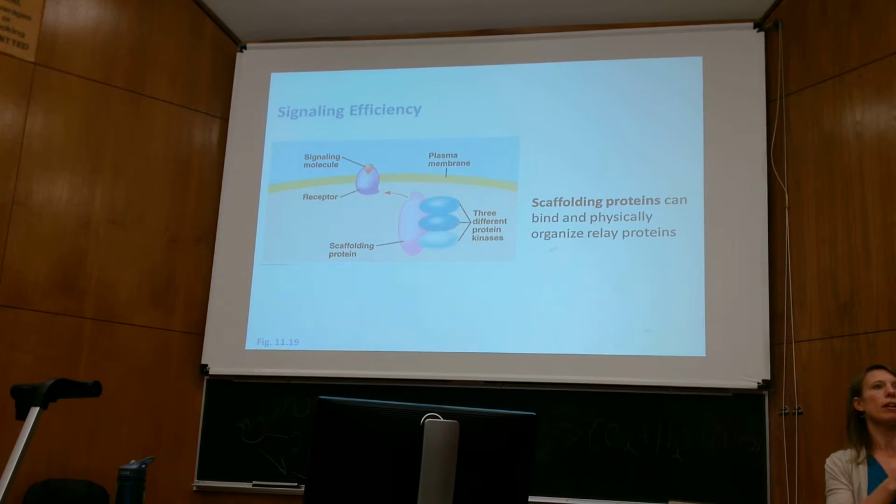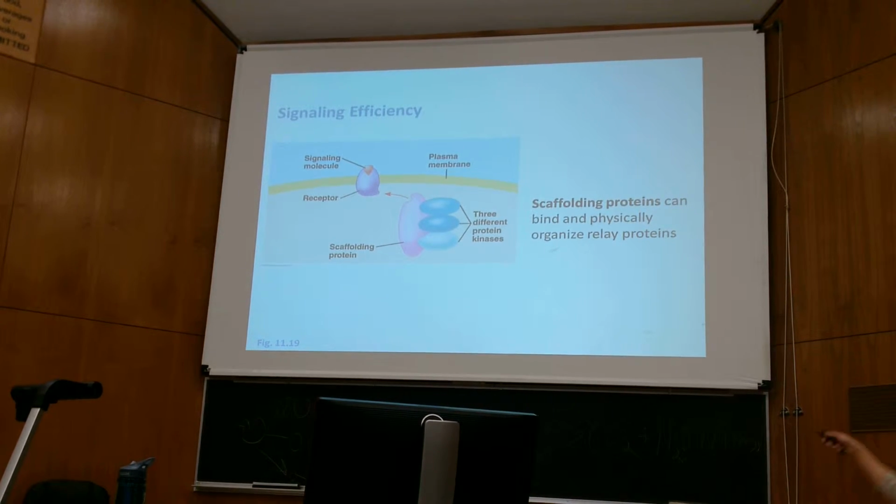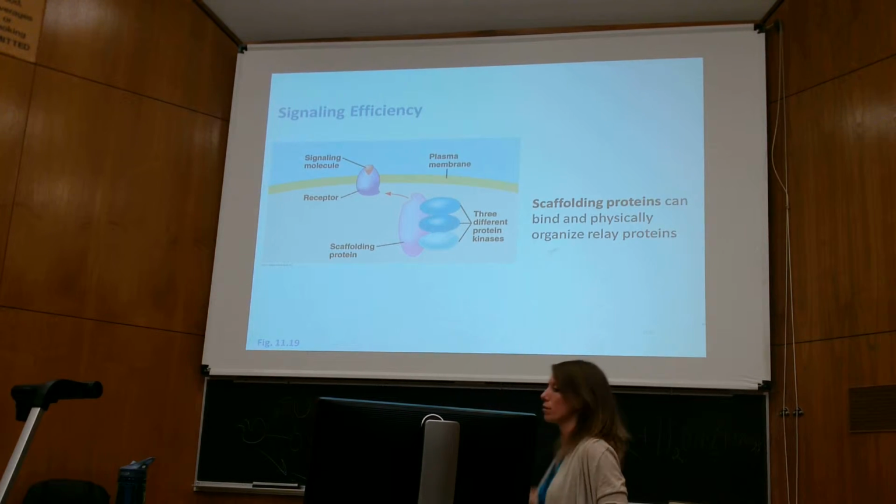Okay, and this was a picture of the scaffolding protein. So instead of having your relay molecules all spread out through the cell, it takes time to find each other. Sometimes they're bound together by an even larger protein called a scaffolding protein, so that when this signal is given, it activates this first one, which can almost immediately, right, activate the others, and then this would cause some other response.